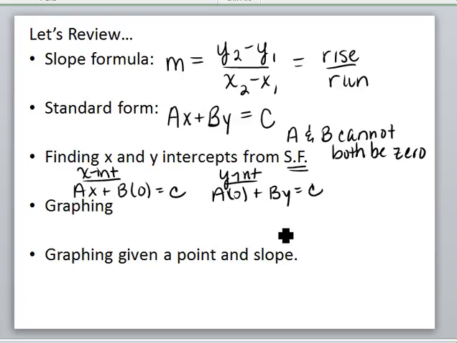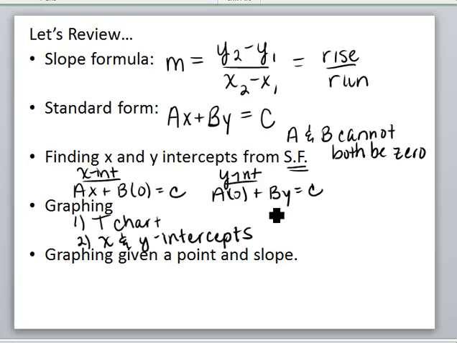The other thing we've talked about in trimester 1 is graphing. We know 2 ways of graphing. We could graph 1 by making a t-chart, and 2 by finding the x and y intercepts. We'll review both of those in these videos as well. And this last part actually shouldn't be there. We're not going to review graphing given a point and the slope. We haven't actually learned that yet. We'll do that this trimester.